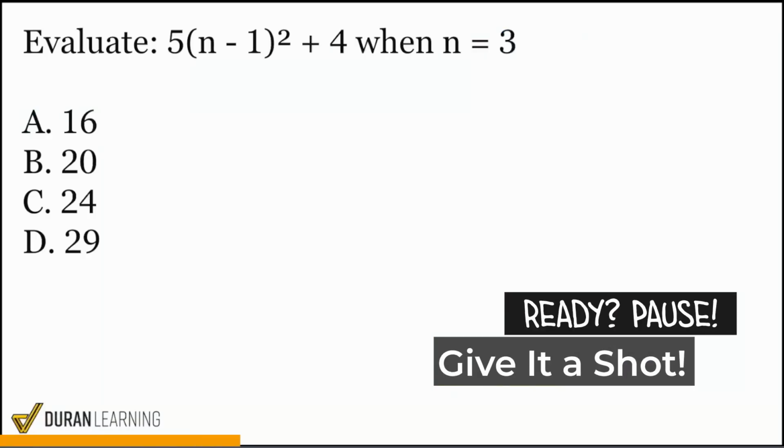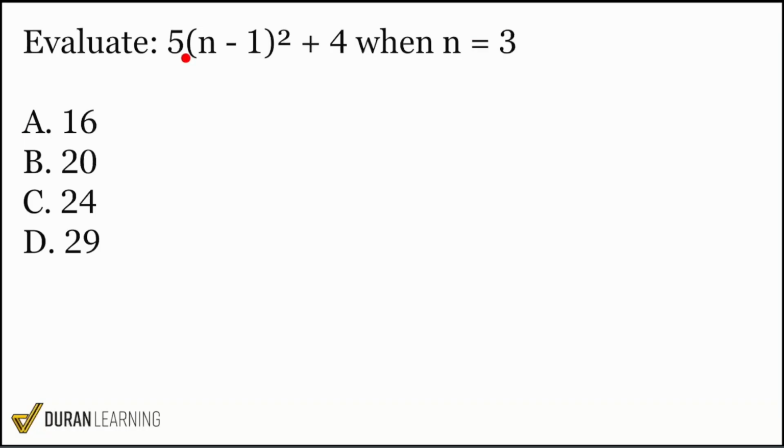All right, next problem up, and we want to evaluate this expression, the expression being 5 multiplied by the difference of n and 1 squared plus 4 when n equals 3. So the way that we're going to handle this one is we're going to begin by replacing the variable with 3. Nice and easy. So once we do that, we end up having 5 multiplied by parentheses, 3 minus 1, all squared, plus 4.